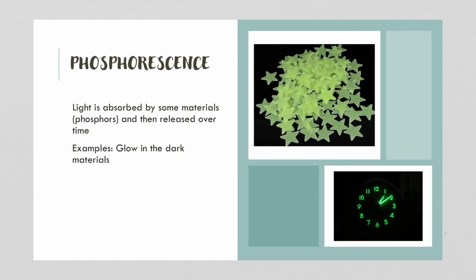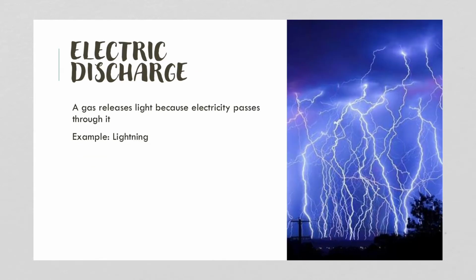Our next form of light is phosphorescence. In phosphorescence, light is being absorbed by some materials. These are called phosphors. And then those phosphors release the light back over time. A perfect example of phosphorescence are glow-in-the-dark materials, such as those glow-in-the-dark stars you might have put up on your ceiling when you were a kid, or a glow-in-the-dark watch, for instance.